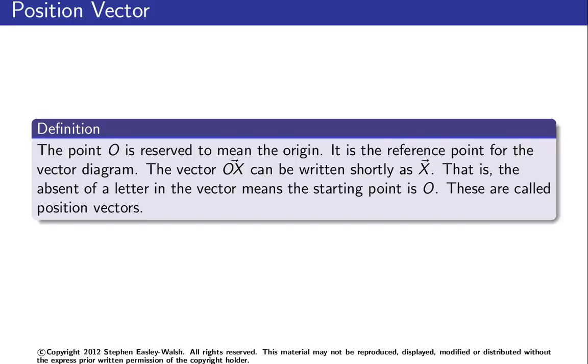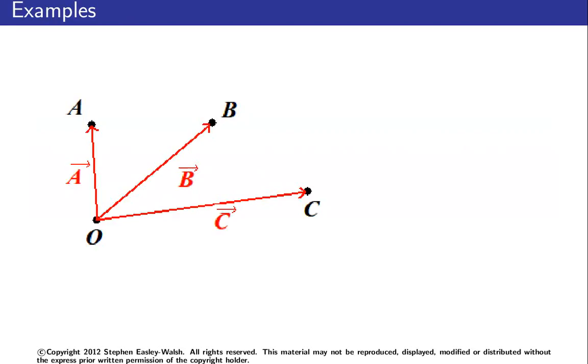These vectors that start at the origin are called position vectors. So OX is an example of a position vector, and it can be written as X. On this diagram here, you can see the origin O in the bottom left and the 3 points A, B, and C. You can see the vector OA represented by A, OB represented there by B, and OC represented by C. So these are three position vectors, all starting at the origin. That's really the key thing about position vectors.